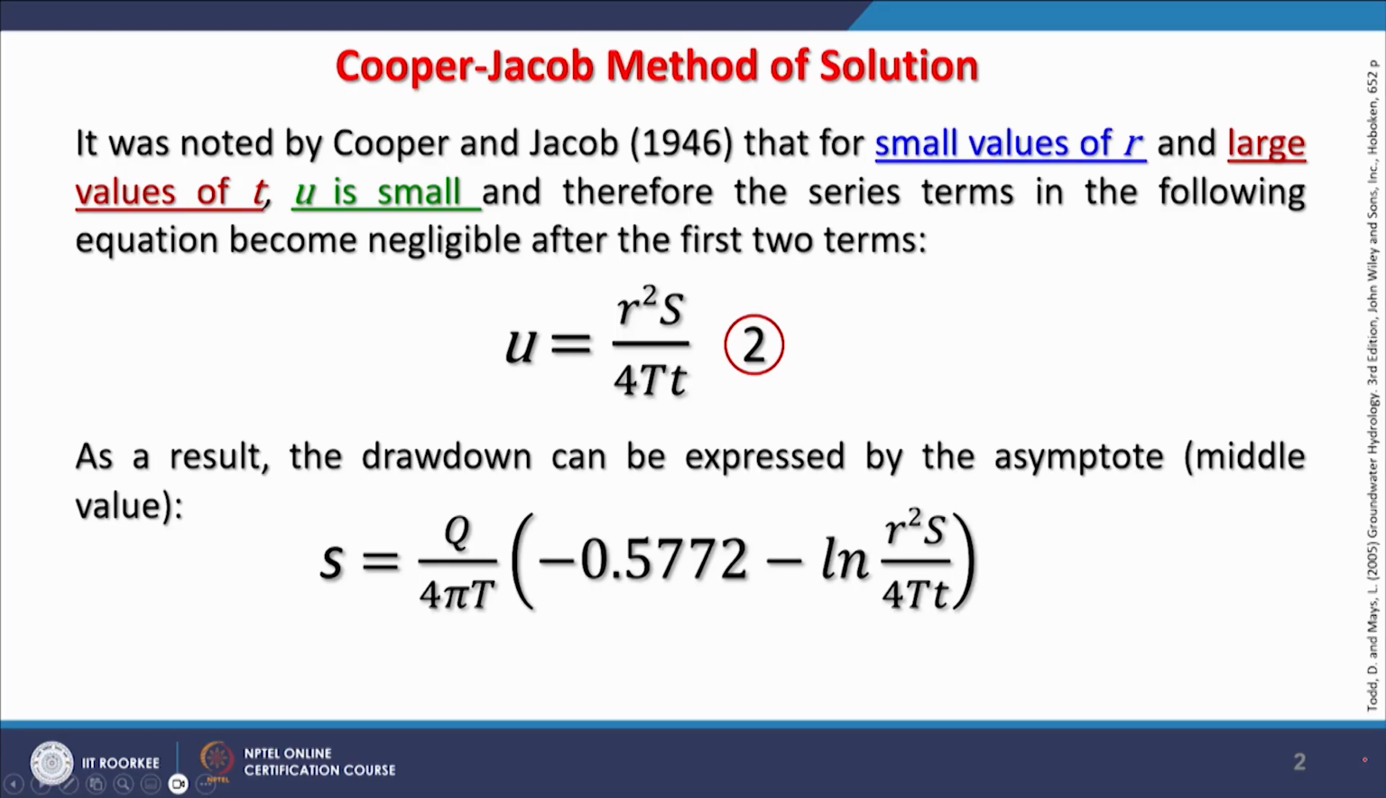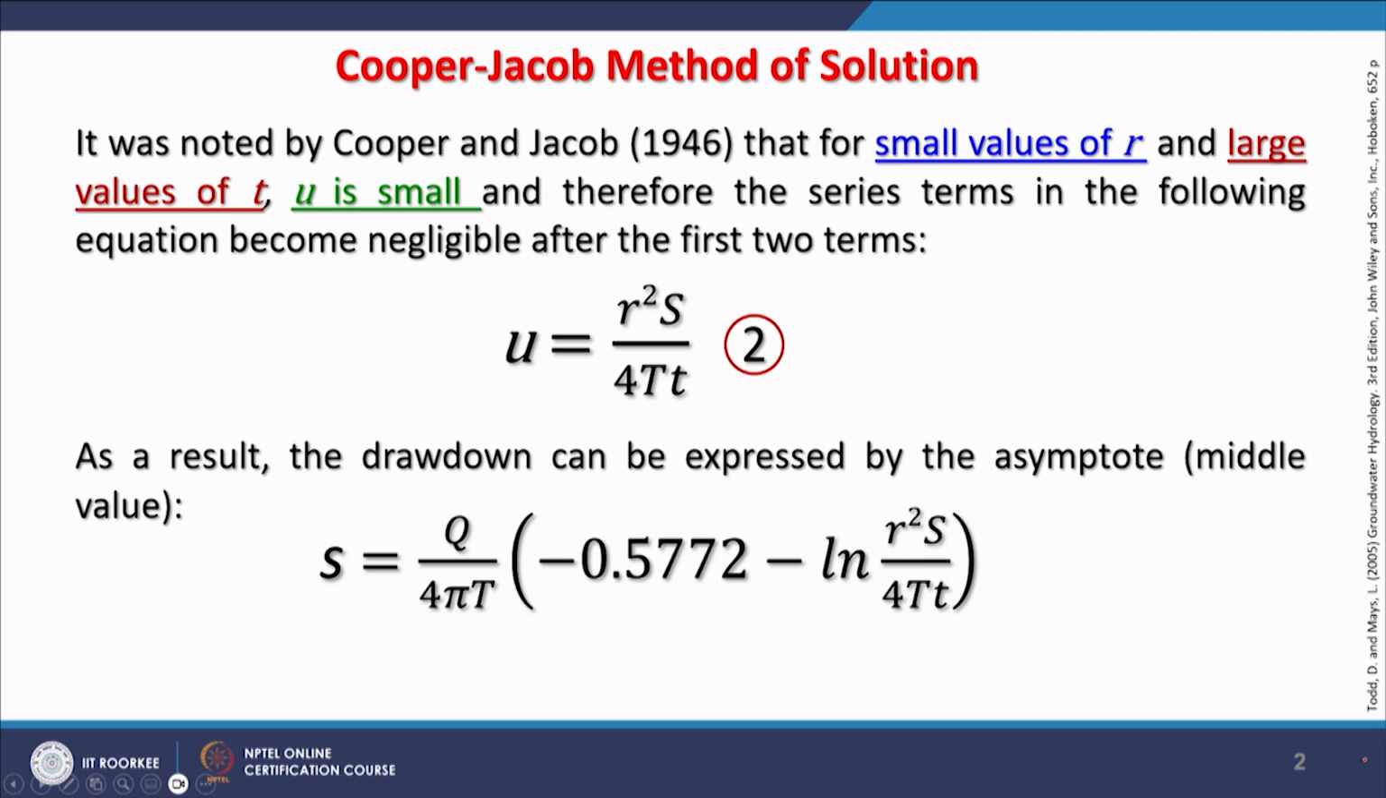So, let us start with this: the Cooper and Jacob, after the development of this Theis equation in 1946, they developed further or modified the equations by Theis for small values of r, that is the radius or distance, and the large values of t, that is the time, and where u is small, and therefore, the series terms in the equation which is given below becomes negligible after the first two terms.